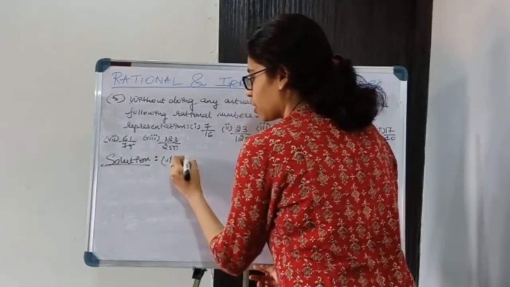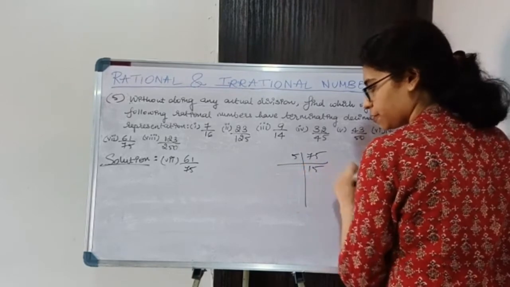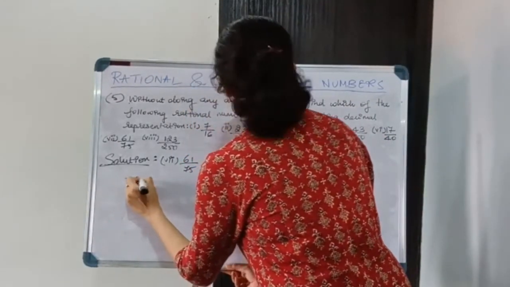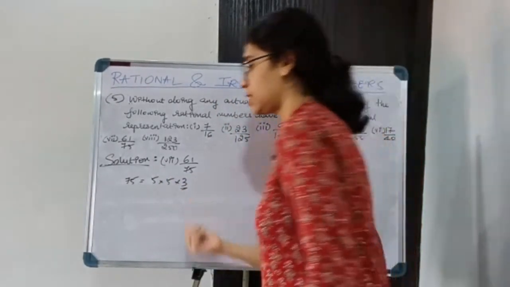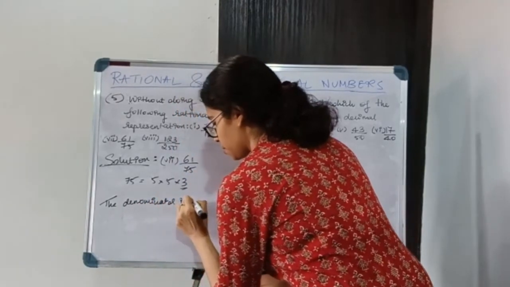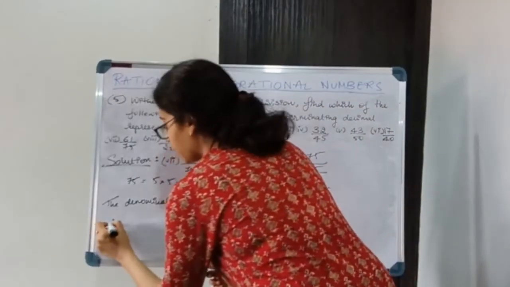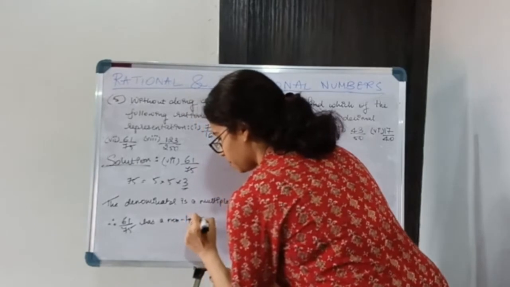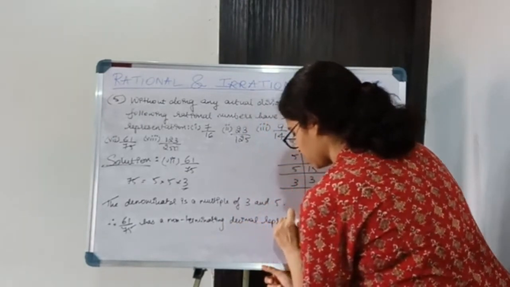Considering the seventh fraction, 61 by 75, I'll factorize the denominator. 5 15s are 75, 5 3s are 15, 3 1s are 3. Therefore 75 is equal to 5 into 5 into 3. Over here I have 3, so it is going to be a non-terminating decimal. Let us write down the denominator is a multiple of 3 and 5. Therefore 61 by 75 has a non-terminating decimal representation.